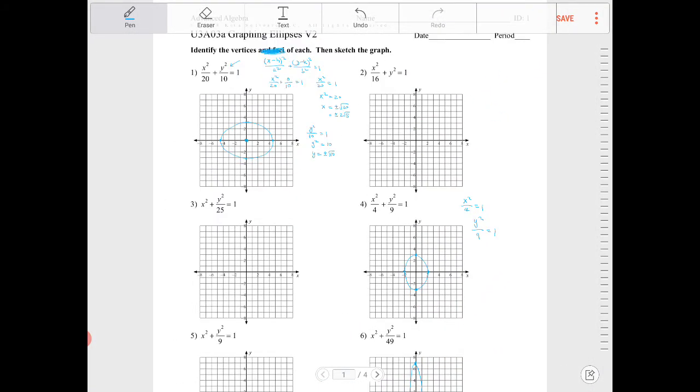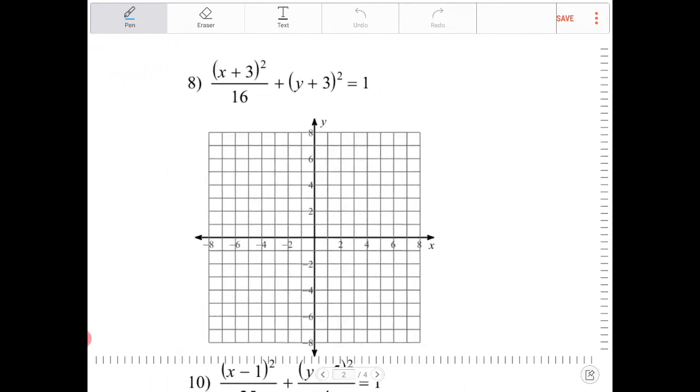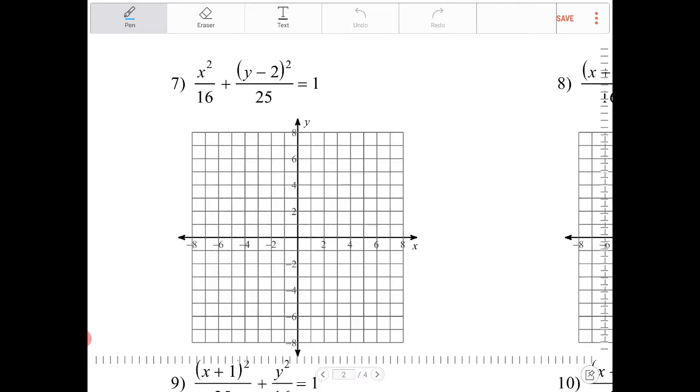All right, let's look at another example now. In this case, the center of the ellipse is shifted. If you look at these examples here, let's take a look at this first, number 7 over here. The general equation one more time for writing an ellipse looks something like this. And we can immediately identify the center of this ellipse. It's going to be located at 0, positive 2, right?